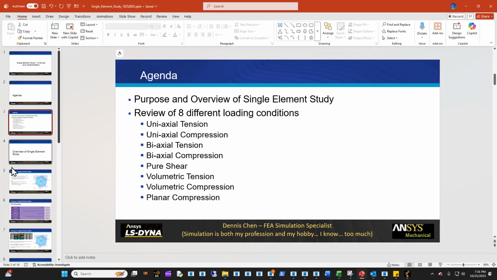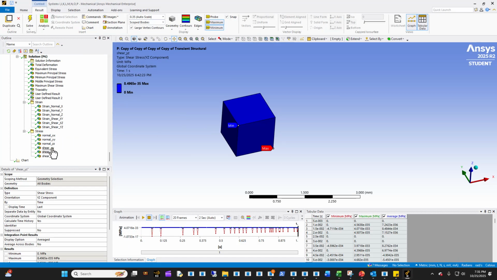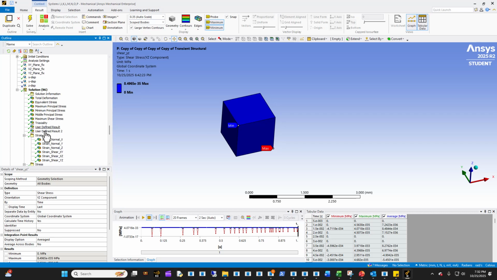So I'm gonna go over the overview first, and then I'm gonna look at the different load states. And I have some files already prepared, which I can share with you. Some examples that I've generated, showing why I look at all of these different kinds of results.